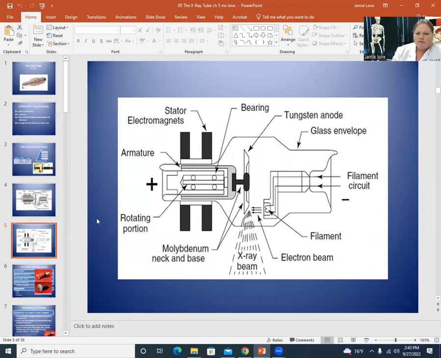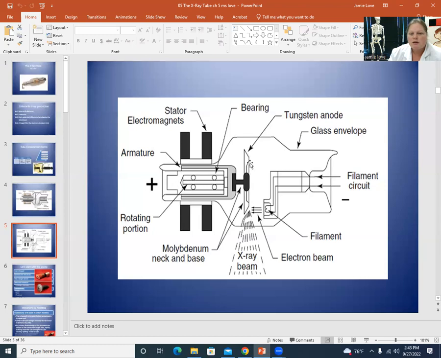Electrons are being boiled off the filament at the cathode side. They're heated up, boiled off by that mA for a certain amount of time. That's our mA side of the tube through the filament circuitry. Over here on the positive side, we have the kilovoltage coming in. That's the kVp side of the tube.